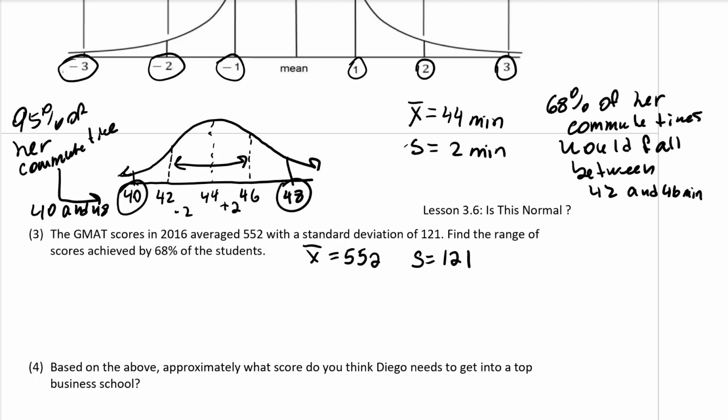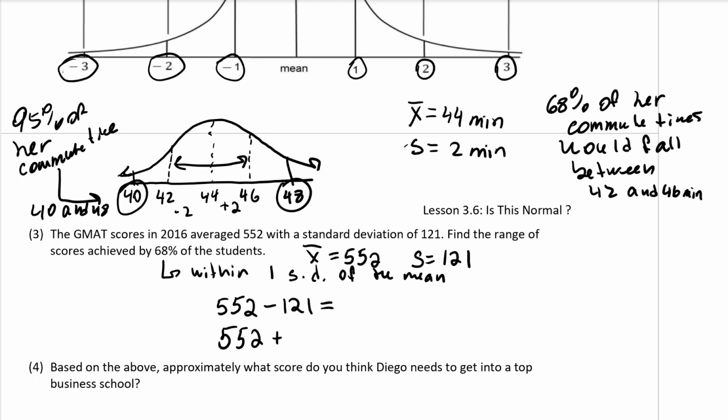All right, so let's review. 68% is within one standard deviation of the mean. So what that means, guys, is you're going to take 552 and subtract 121, and then take 552 and add 121. You add and subtract the same standard deviation, and that will give you the scores of 431 and 673. So that's where 68% of the students will score. Once we know that information, we can say a lot about those test takers.